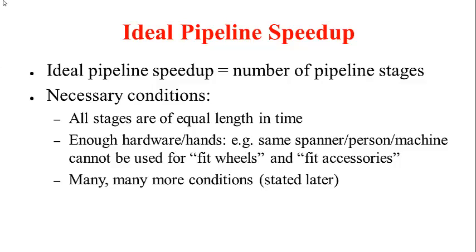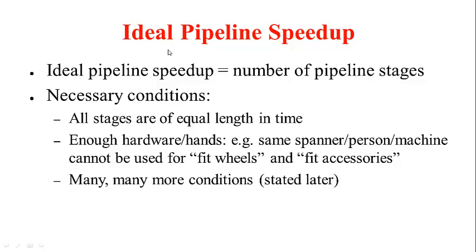Given these, can you think of why, for example, during my project evaluation in that course, I could not have achieved a speedup of a factor of 16 using 16 pipeline stages? What might be the possible reasons why I could not have done this? There are actually many more conditions which need to be satisfied to achieve this ideal pipeline speedup, as we will see later.